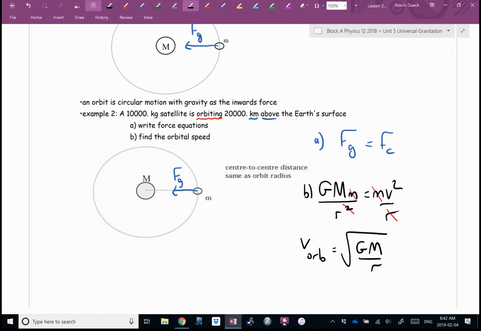I got limited room in my brain as I'm getting older, and so I just know gravity is what's pulling me in a circle. And how do I know that? My trigger word is the word orbit.